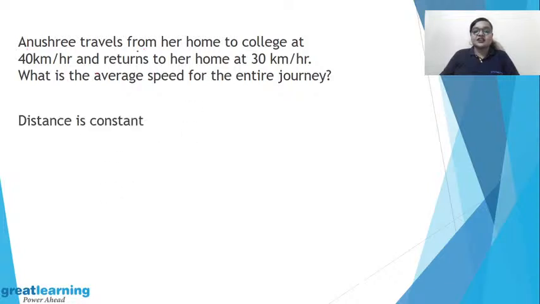Anushree travels from her home to college at 40 km per hour and returns to her home at 30 km per hour. Right. So she's starting from her home. I'm assuming the straight route, like she's taking the same route again while returning from the college. So she's starting from home, going to college and returning from the college to the home. Right. So the distance is being kept constant over here.